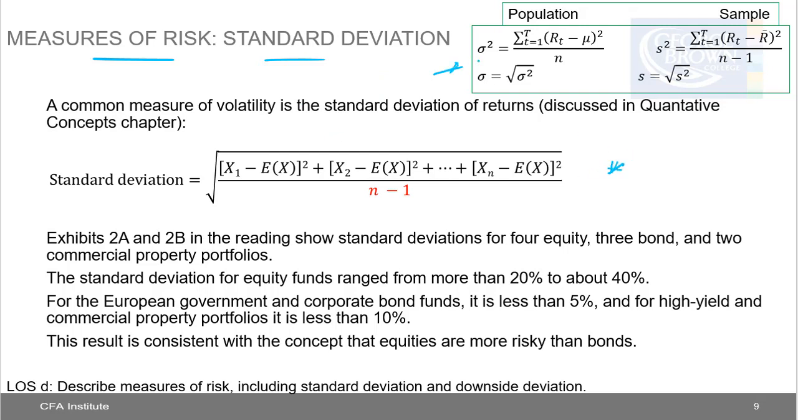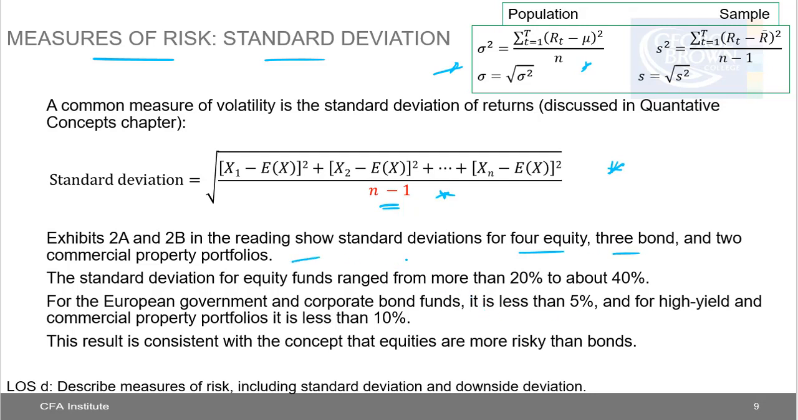We've covered it in the quant. That's different nomenclatures. You can see standard deviation is the square root of variance, and variance is the sum of return minus expected return squared, and it's divided by n for a population, or n minus 1 for a sample. I know the text is quite often using n, but actually if we're looking at this example in the textbook, where examples 1A and 1B look at these portfolios, 4 equity, 3 bond, and 2 commercial property portfolios.